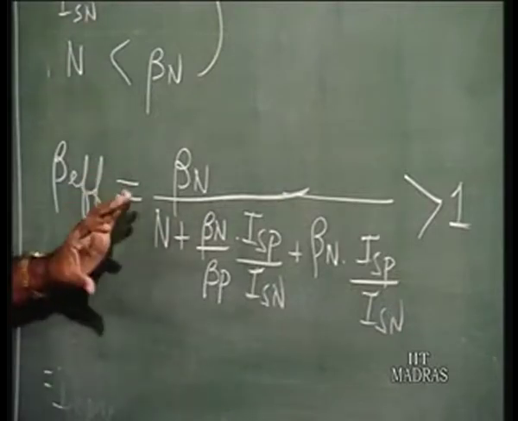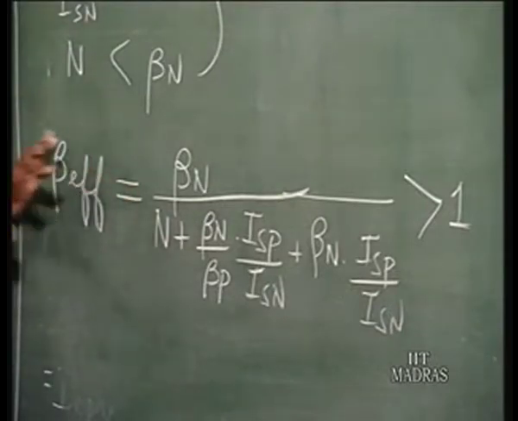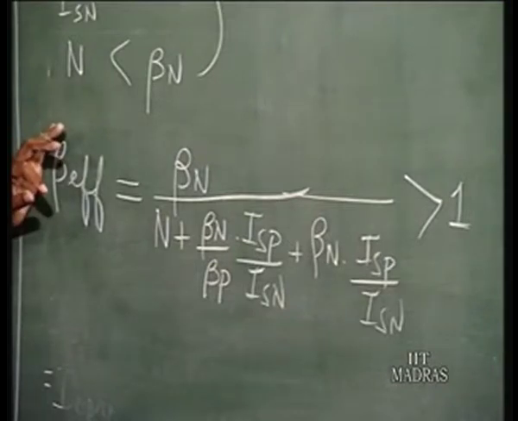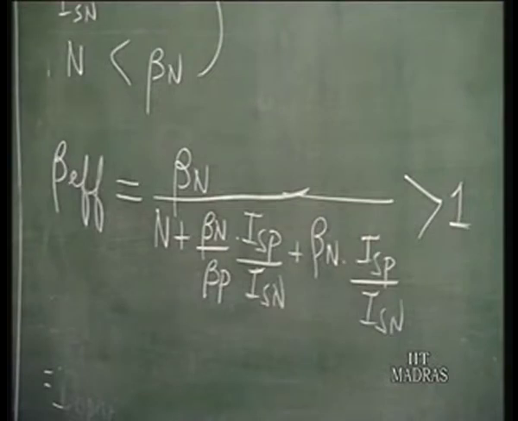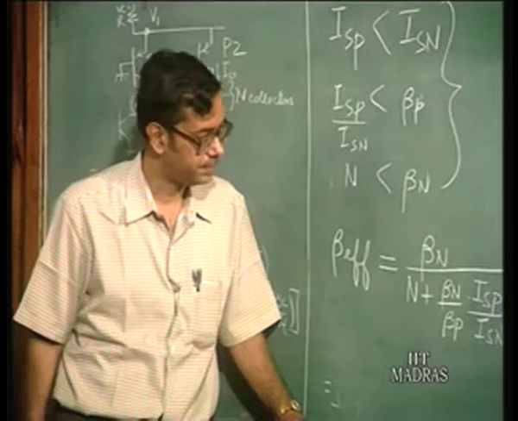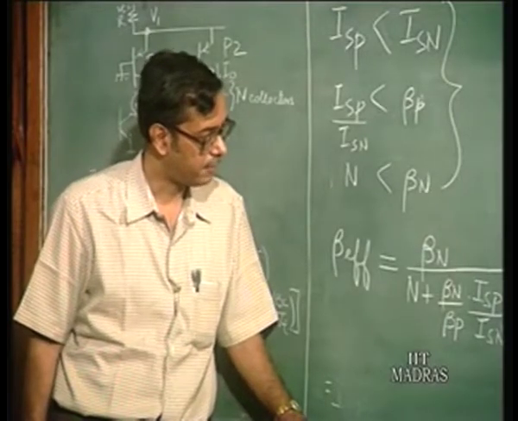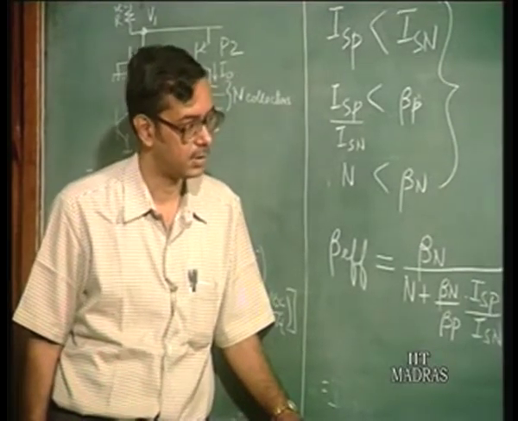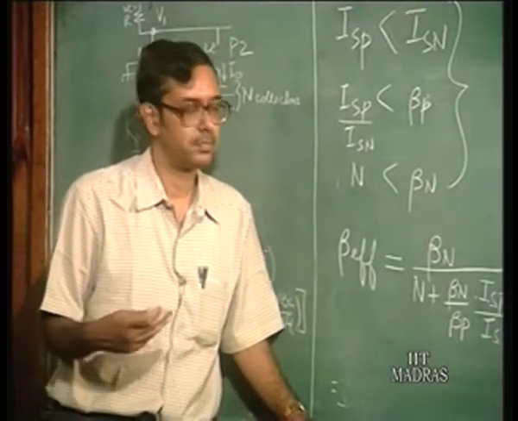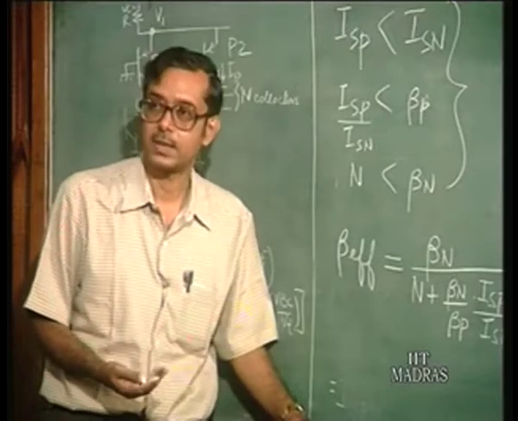So, this is the beta effective of the I squared L cell, and this is a figure of merit for any I squared L cell, and the larger this value, of course, the better. This must be greater than 1 for the transistor to go to saturation. From this expression we can also calculate the different values of the different parameters that are required for the proper operation of the circuit.